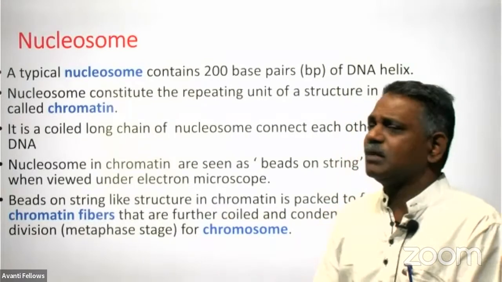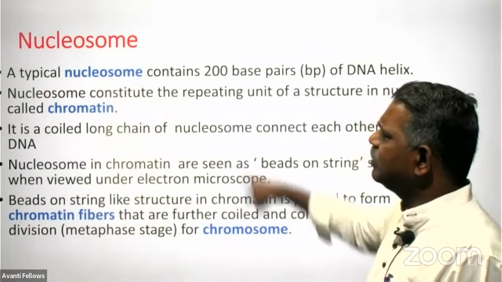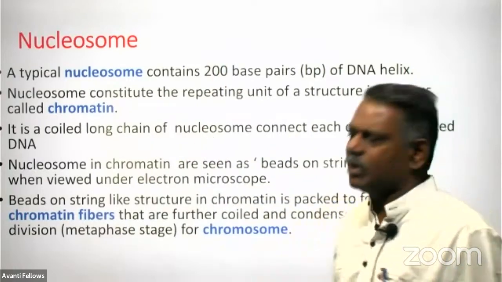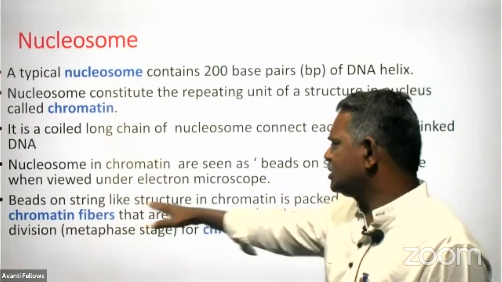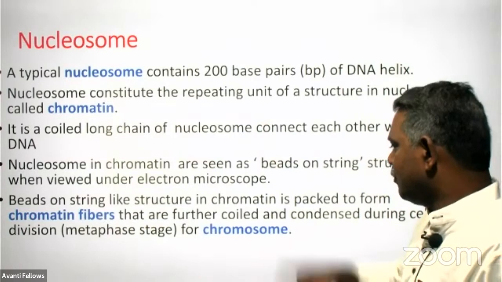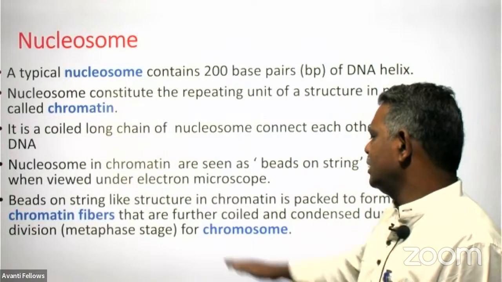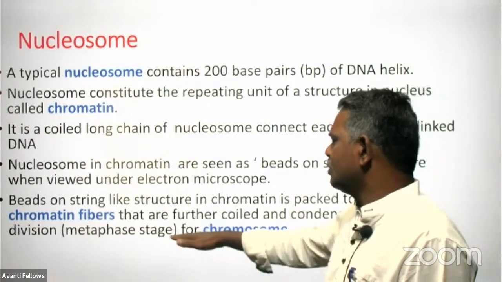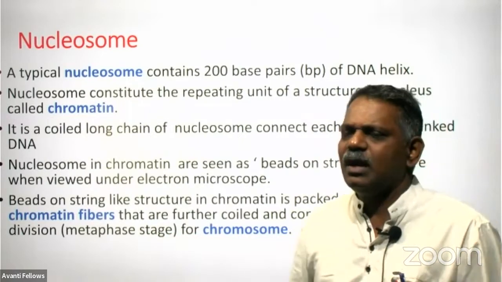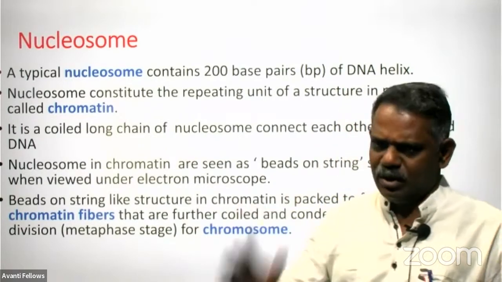We have 23 pairs of chromosomes, and you take one chromosome and see how it is made of this DNA, mainly through repeated coiling around the histone proteins only. So the beads-on-a-string-like structure in chromatin is packed to form the chromatin fiber that is further coiled and condensed during cell division. It appears only during the cell division, particularly in the metaphase stage, and that only we call the chromosome. It appears just before the cell division, right? And it is a supercoiled one.